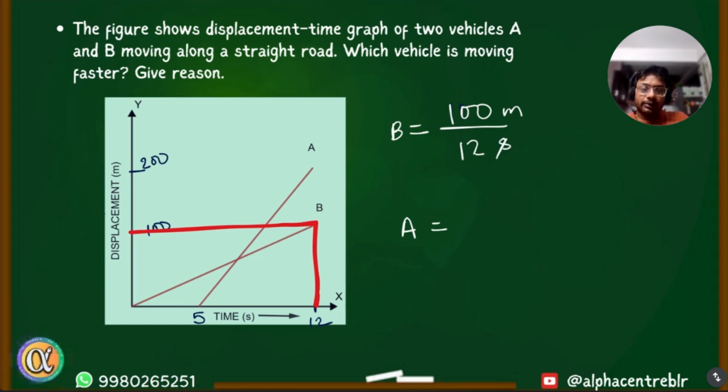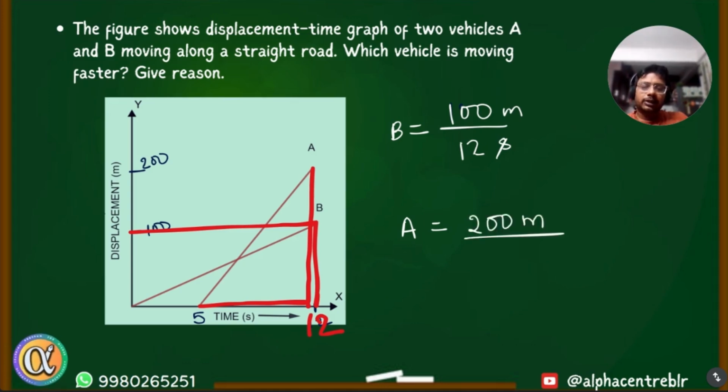200 meters. And in how much time? 5 seconds. No, 5 to 12. This is 12. So it is traveling 200 in 5 to 12, this much time, right? It started only at 5 seconds. Before that, it was not moving because the displacement increases after 5 seconds. Means before 5 seconds, it was not moving. It started moving after 5 seconds. And in 5 to 12, like in 7 seconds, it travels 200 meter. Clear?